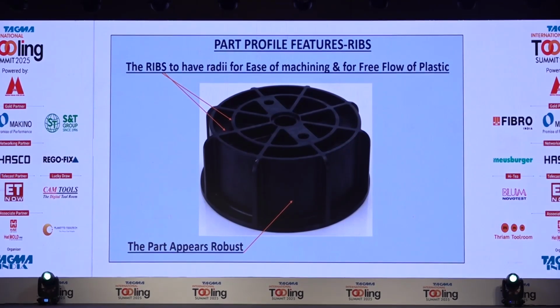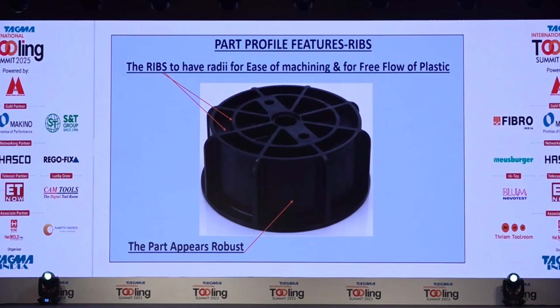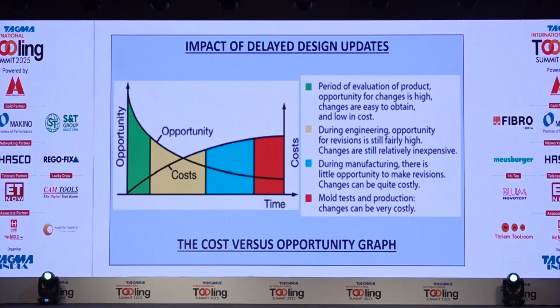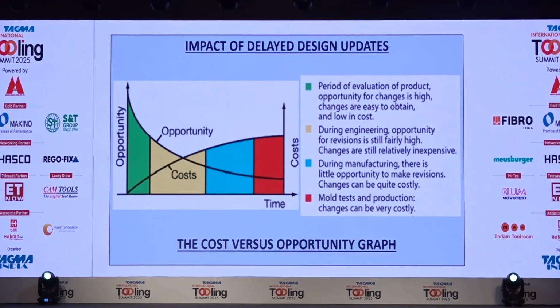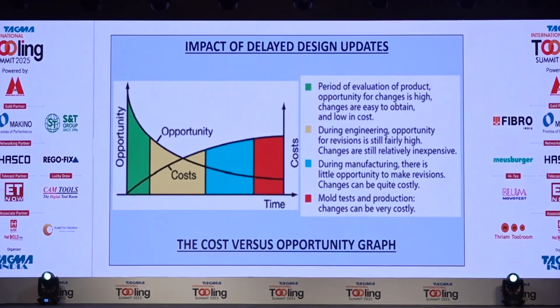In a product drawing you can see there are ribs shown, but making a radius for the ribs is difficult for the product designer, that's why these are left off. So till the end you find them all sharp, which is against the principle of mold flow analysis. Wherever the plastic wants to flow, it should have a radius. Here is a simple graph to show that to reduce cost, you have to review all the activities at the design stage only.